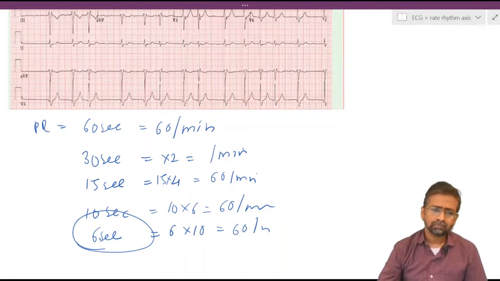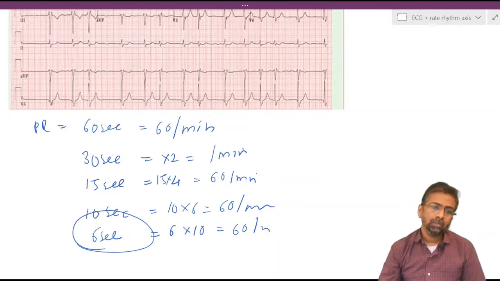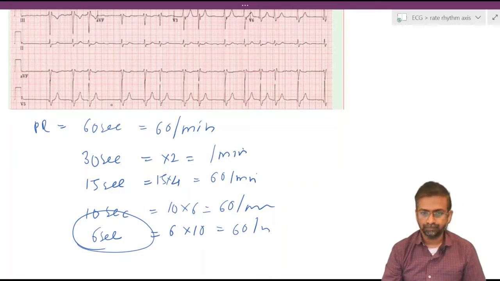Okay, so in an ECG, one QRS complex represents one heartbeat. Okay, so one QRS complex represents one heartbeat. So what you do is you take a section of 6 seconds. Okay, so this horizontal line is a timeline. Okay, so this represents time in seconds.